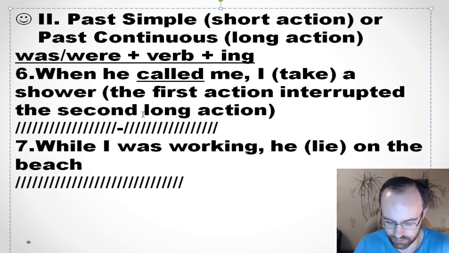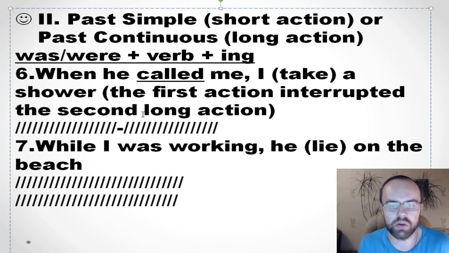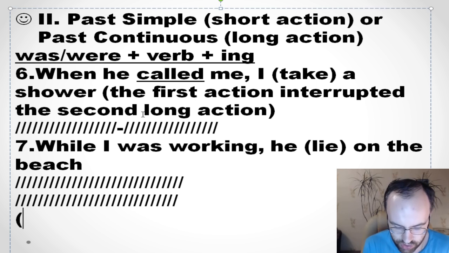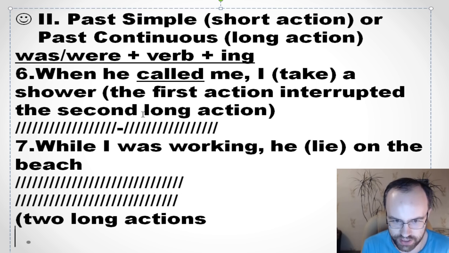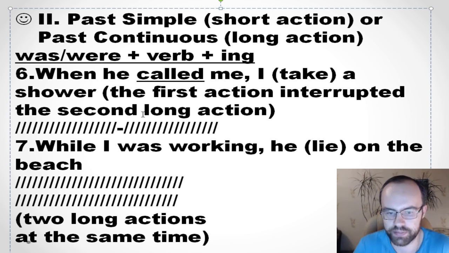Okay, so it's also a long action. So two long actions at the same time. So I was working, maybe in my office, and he was lying on the beach at the same time. So two long actions, my friends, at the same time.